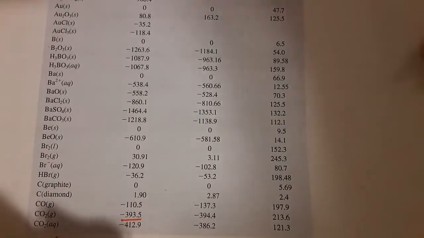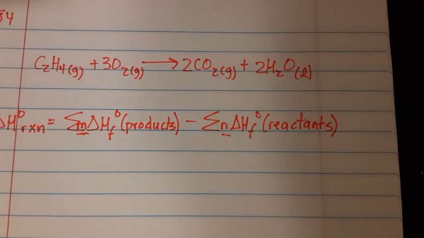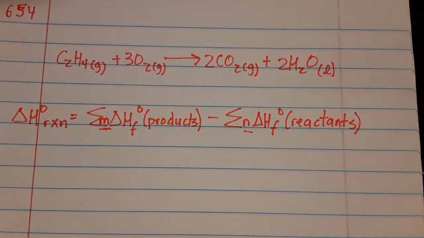Now that's for 1 mole, okay? But realize we don't have 1 mole. In the balanced chemical equation, we have 2 moles. So we have to multiply this number by 2.